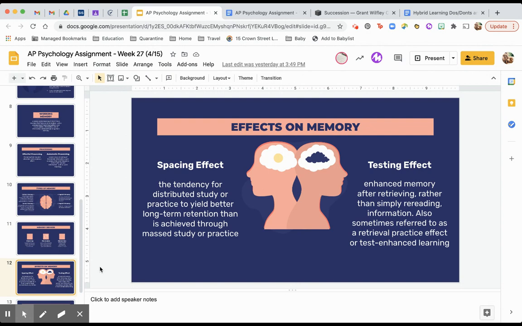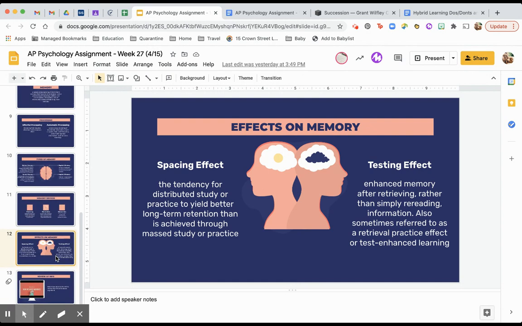So we're going to talk more about things that help with memory and things that affect our memory more. But there's this thing called the spacing and the testing effect. Basically the spacing effect says the tendency for distributed study or practice to yield better long-term retention than is achieved through mass study or practice.